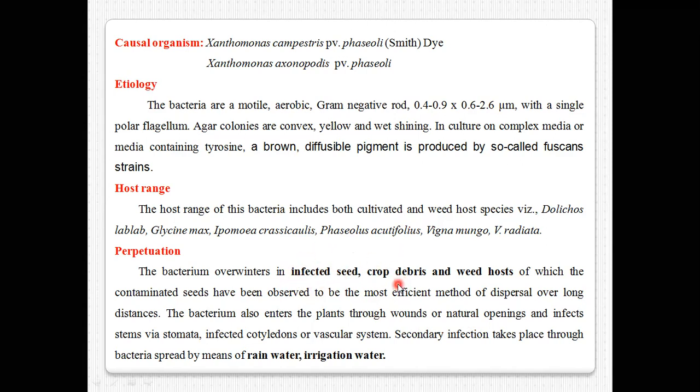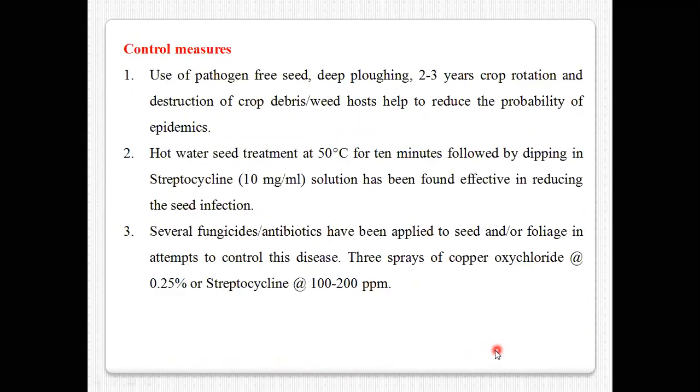Then this bacteria may survive in the crop debris, in the stem, leaf, or pod. So this bacteria mixes with water, that is rain water and irrigation water. In this way the bacteria spread from one place to another place. And the last one, that is control measures: the use of disease-free seeds, then deep summer plowing, then 2 to 3 years of crop rotation, and destruction of the crop debris and weed species. In this way you can adopt cultural practices to reduce the probability of this disease.